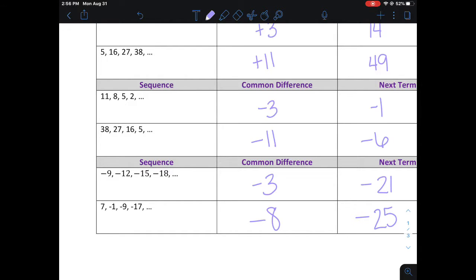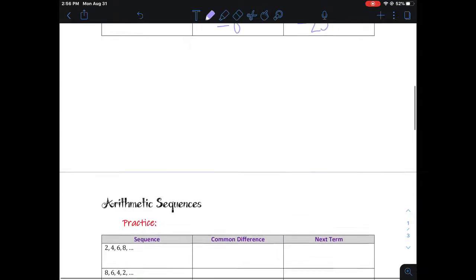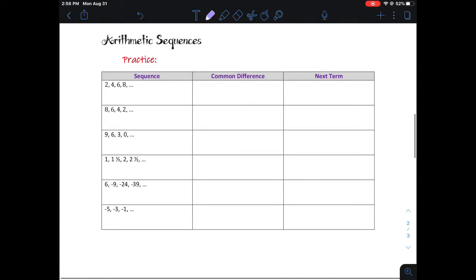Okay, so that is it for our notes. Please keep working on your practice to make sure that you fully understand arithmetic sequences before we move on to geometric sequences.